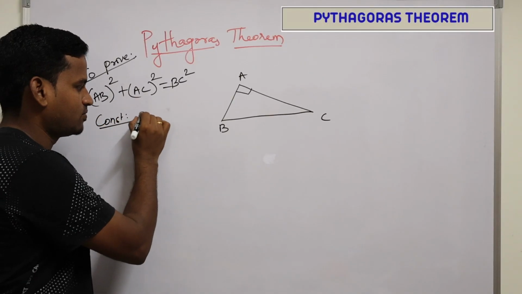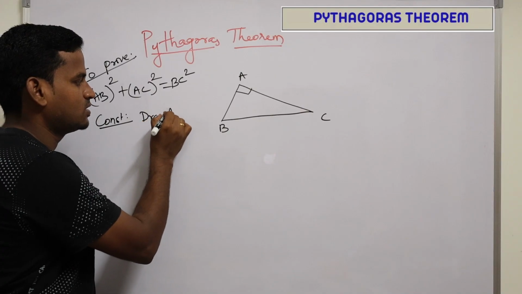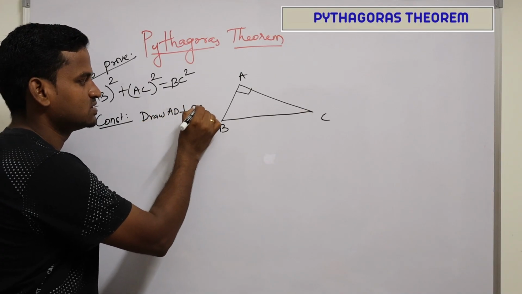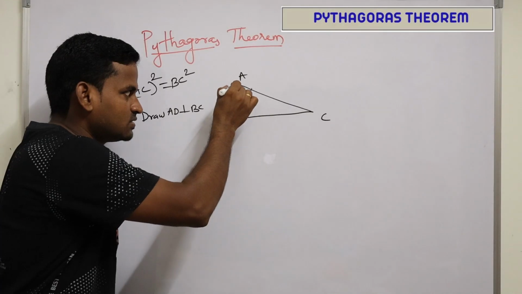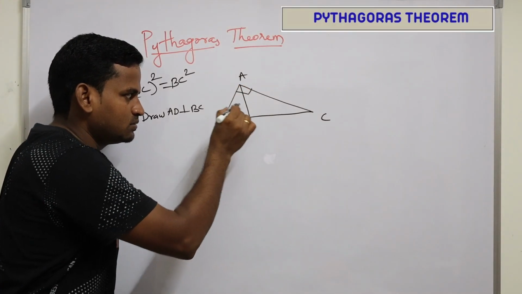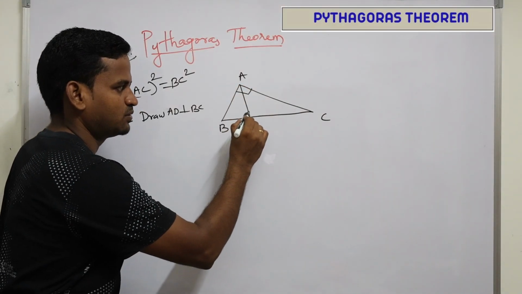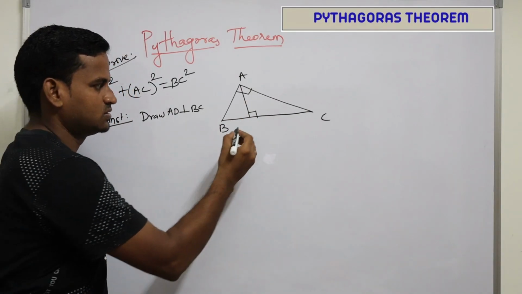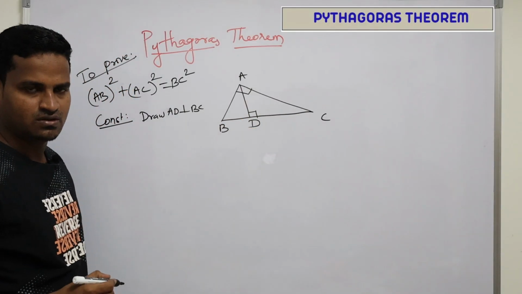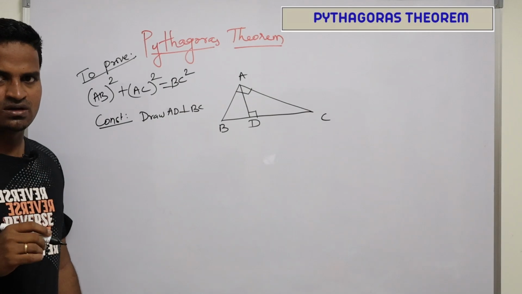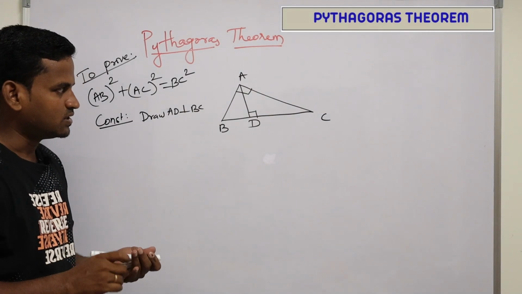Draw AD perpendicular to BC. Draw a straight line from A to BC which is perpendicular to BC. This point you can take as D. So you have to do this small construction alone. Then you can observe here.